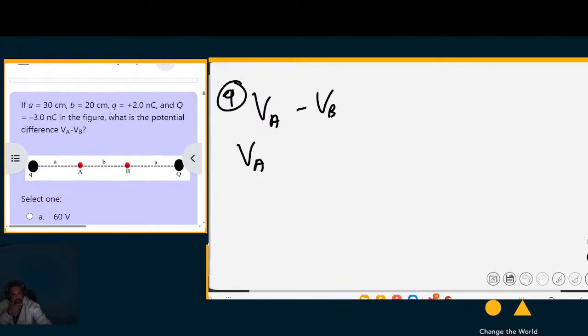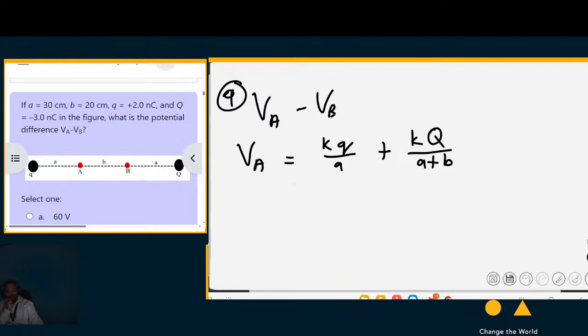Let me just give you all the information. Let's work out VA. VA is equal to the first charge. The potential at point A is equal to the first charge, which is a distance A away. So it is K small q over A, plus K big Q over A plus B. The second one is due to big Q, and it is a distance of A plus B away.